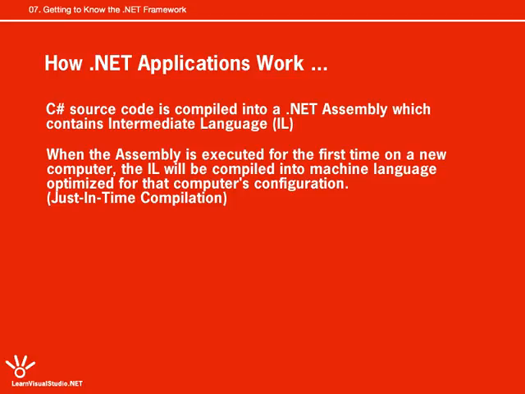Now, when that person actually tries to execute the application the first time, it goes through this just-in-time compilation step. And then all subsequent times, it will use that optimized version of the assembly to run from that point on. So that compilation step only happens once.